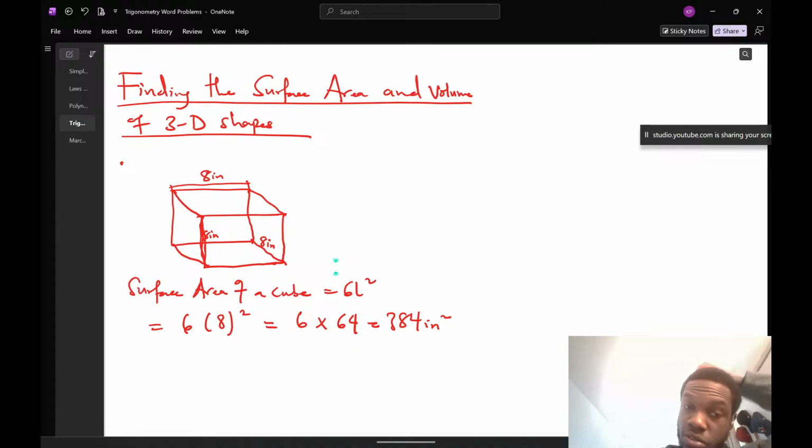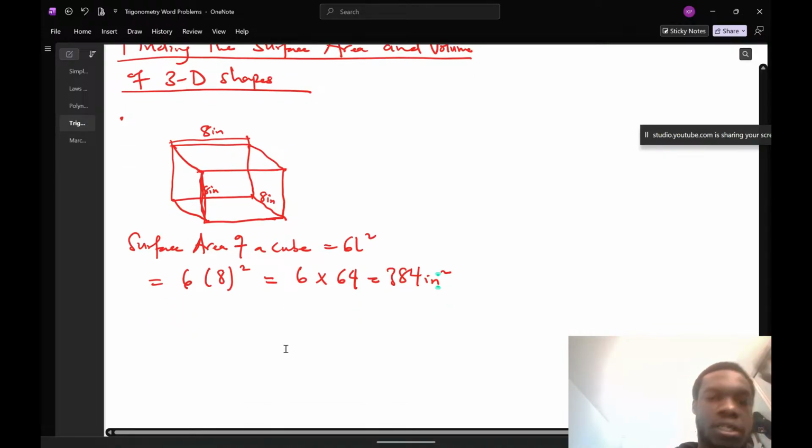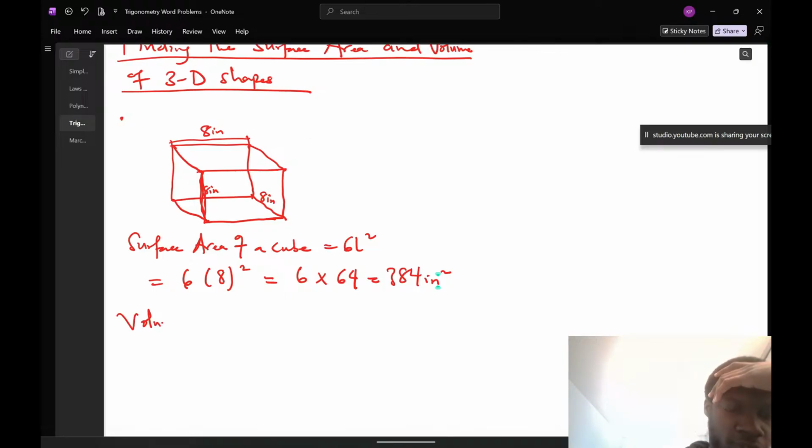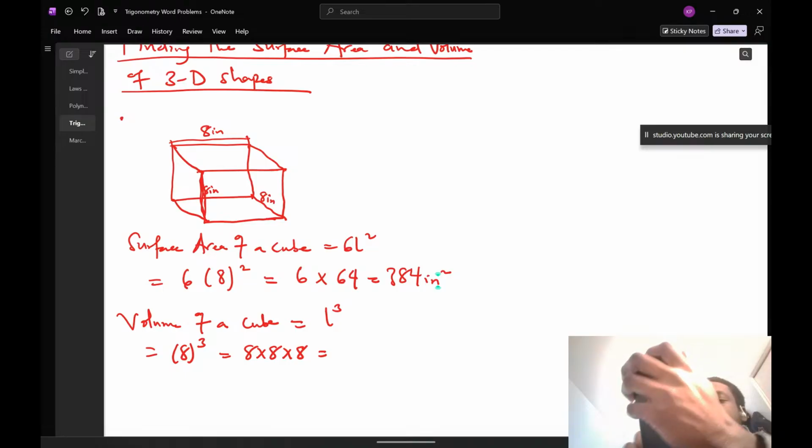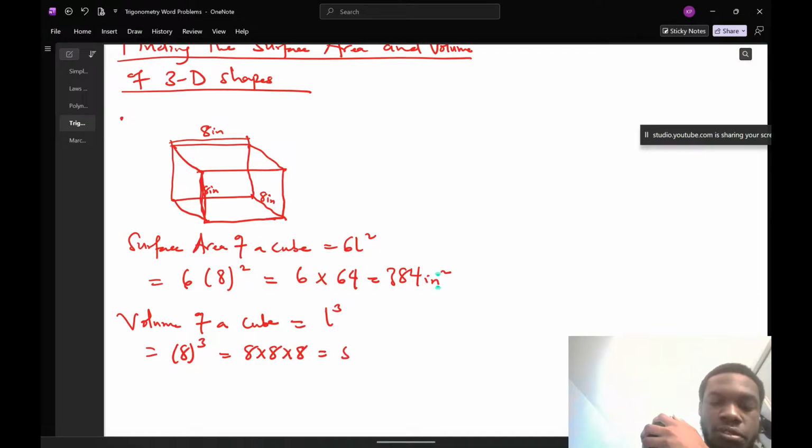384 inches squared. So now let's find the volume of the cube. So the volume of a cube is equals to L cubed. So that will be 8 raised to power 3. So that's 8 times 8 times 8. 8 times 8 is 64. 64 times 8 should give us 512 inches cubed.